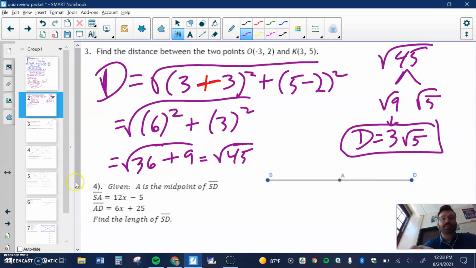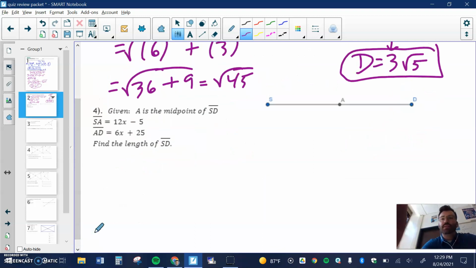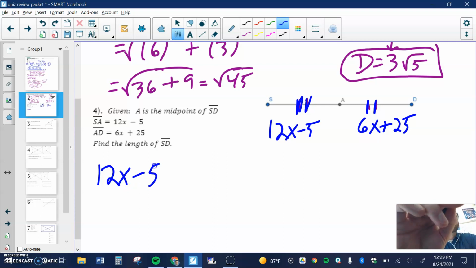Last one, since it has to do with midpoints, and I'll pause here. All right. A is the midpoint of SD, so that tells me that these 2 segments are congruent. Remember, I always say to label your picture, 12x minus 5 and 6x plus 25. Remember, when we see this, what do these tick marks mean? It means congruent. Another word for congruent is equal. So I'll set these 2 expressions equal to each other.